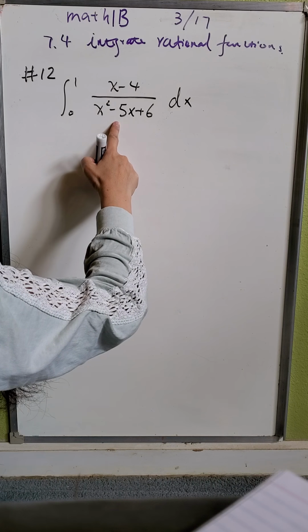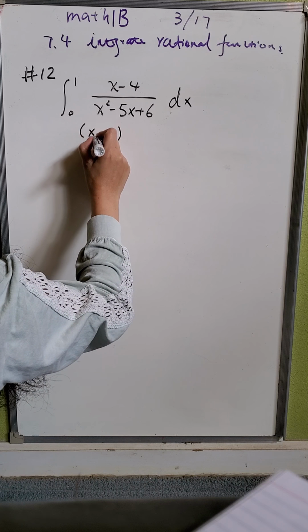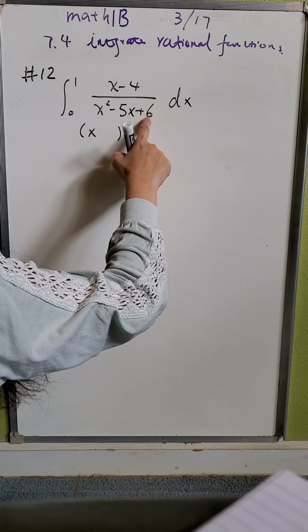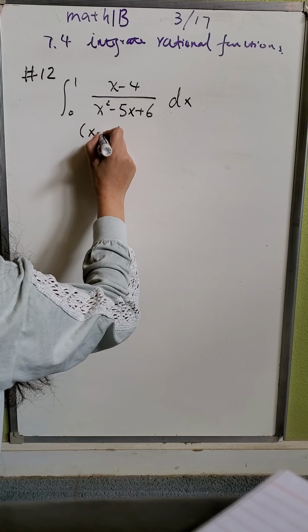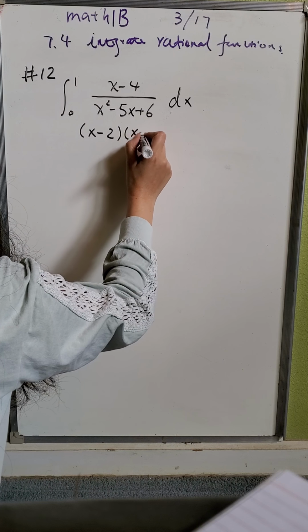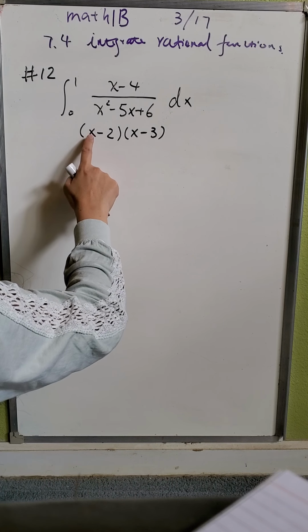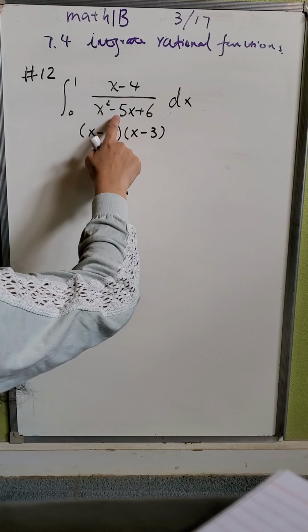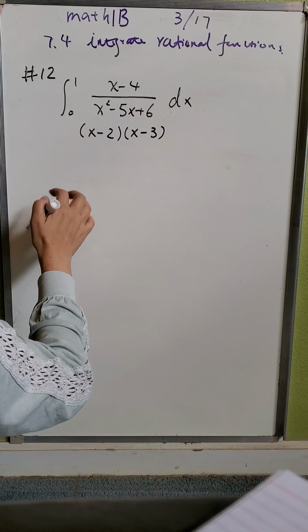First, you're going to factor this one. You can see this can be factored into x, and 6, I think it's negative 2 and negative 3. Okay, if you're not sure, you can check back: x squared, negative 3x, negative 2x, plus 6. Okay, and then you put it on the side as your partial fraction.